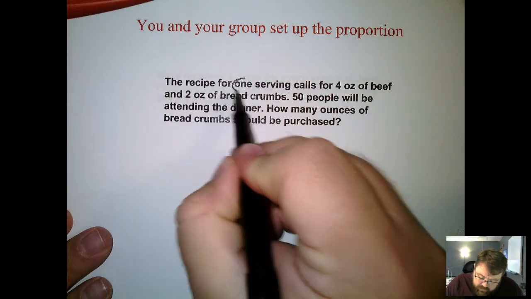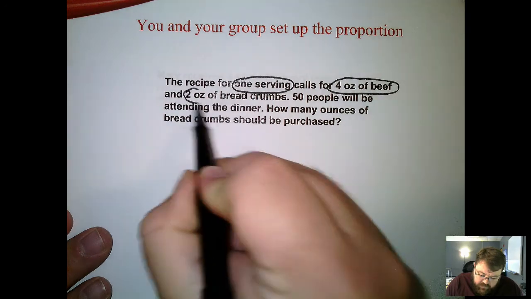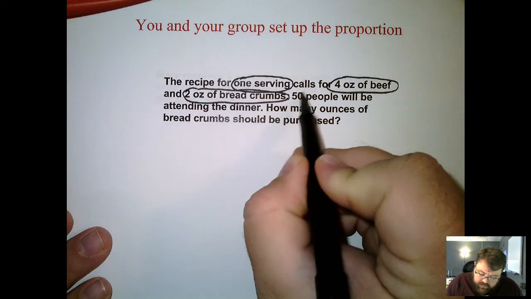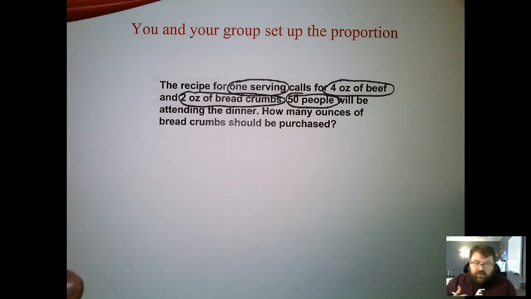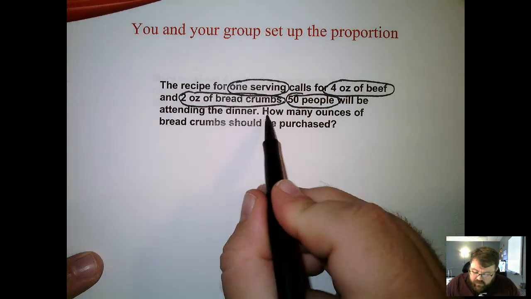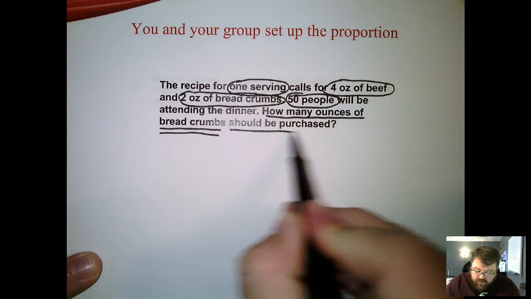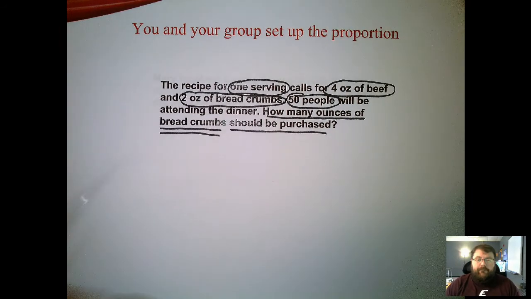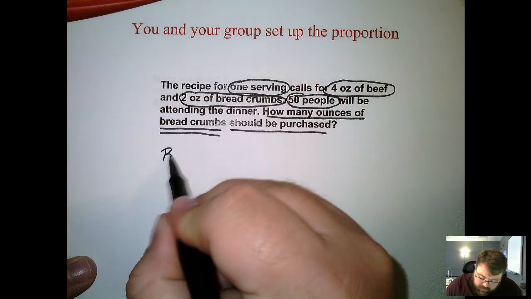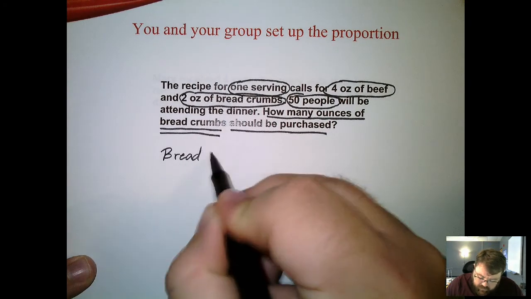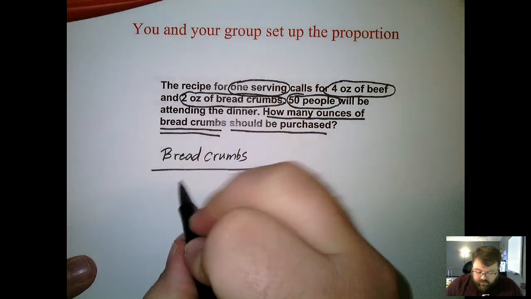So we've got 1 serving, 4 ounces of beef, 2 ounces of breadcrumbs, 50 people are coming. If 50 people are coming, you need 50 servings. Our question is, how many ounces of breadcrumbs should be prepared? Alright, so I'm talking about breadcrumbs, and I'm talking about servings.